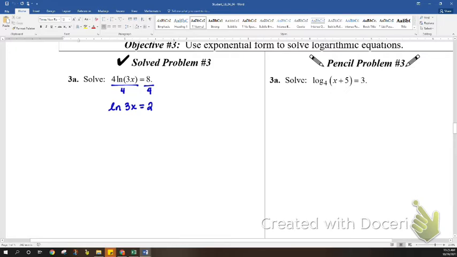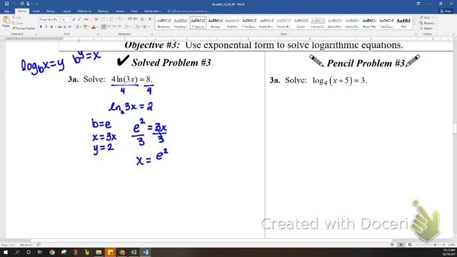There's nothing else we can do in log form. But remember, we know that log base b of x is equal to y, and we said if we're trying to solve and we're stuck, we can always change forms. So we can go to b to the y equals x. So that's what we're going to do here. So what is our base? Well, it's a natural log, so remember our base is always going to be an e. So log base b of x is our 3x, equals y, and y is the 2. So when we set it up in exponential form, we have b to the y equals x. And so we're just going to solve for x. And so we'd get x equals e squared divided by 3.